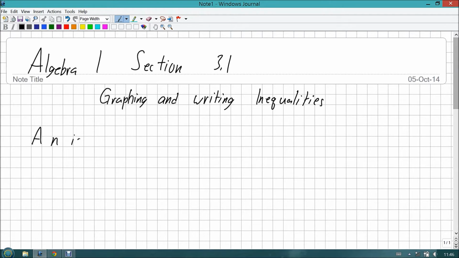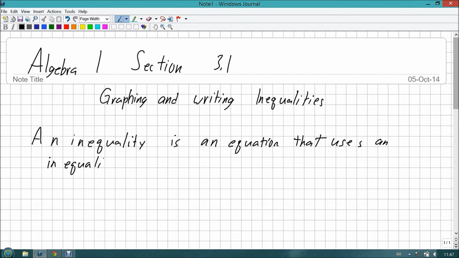An inequality is an equation that uses an inequality sign. Inequality signs come in four forms. You have less than or equal to, greater than or equal to.